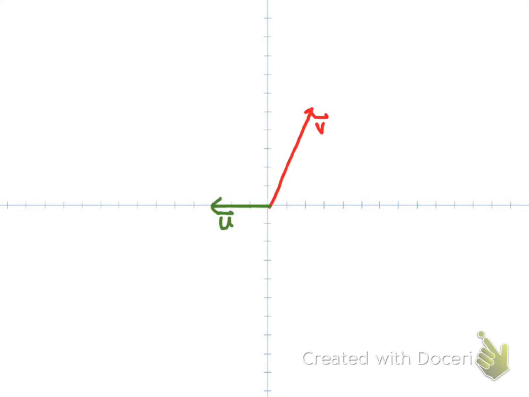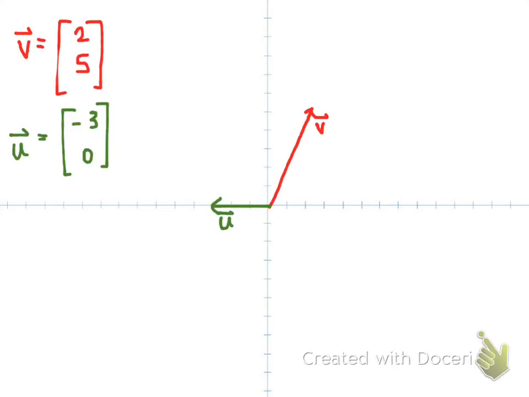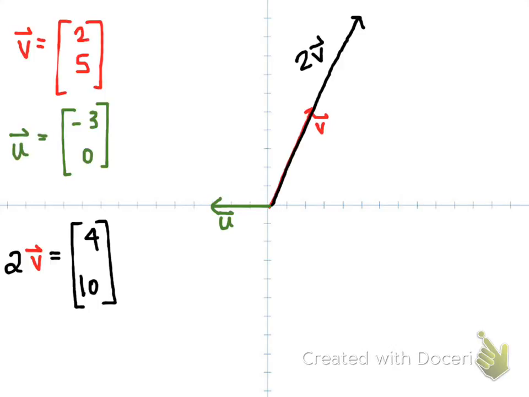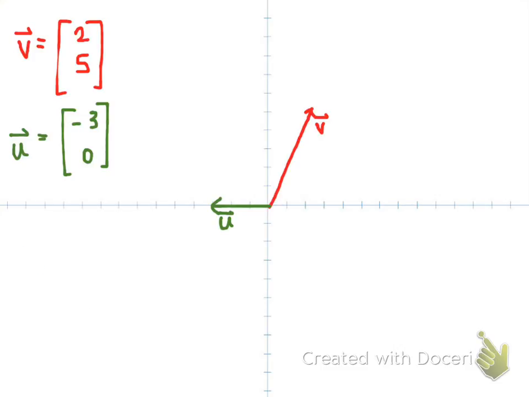Let's take these same two vectors, and let's say I wanted to compute 2 times v, a scalar multiple. This works in exactly the same way. I just multiply each component by 2, and I get 4, 10.